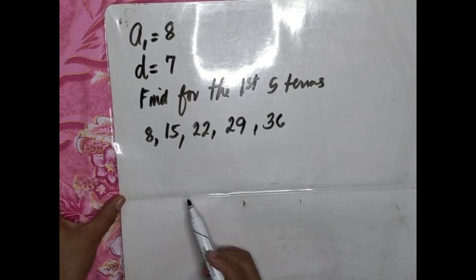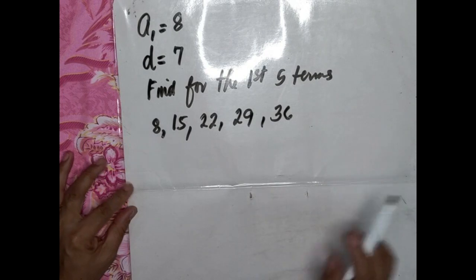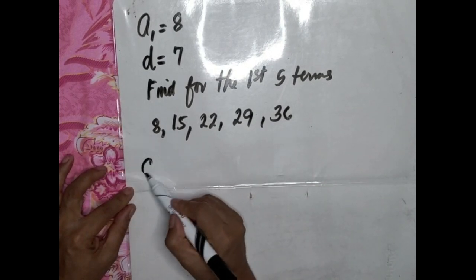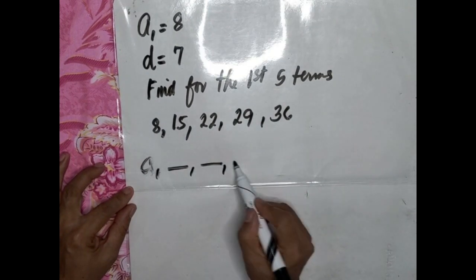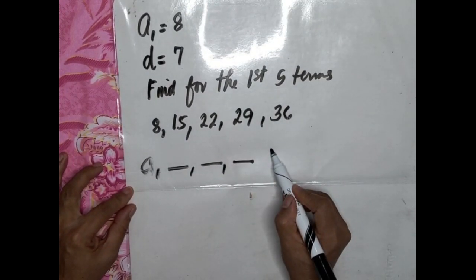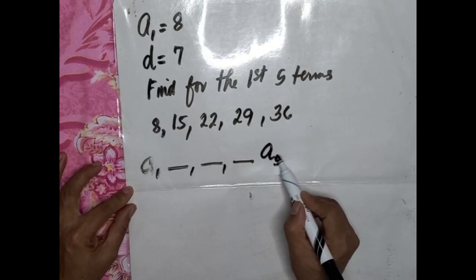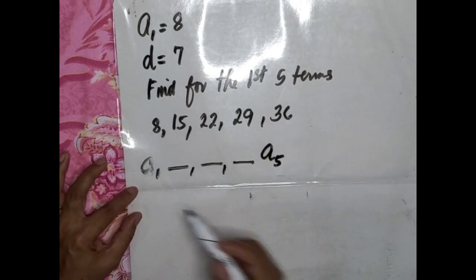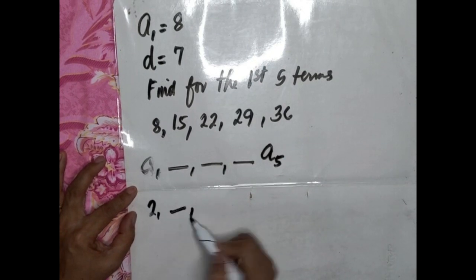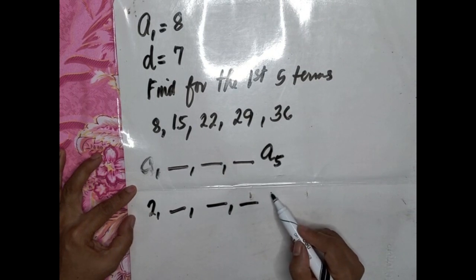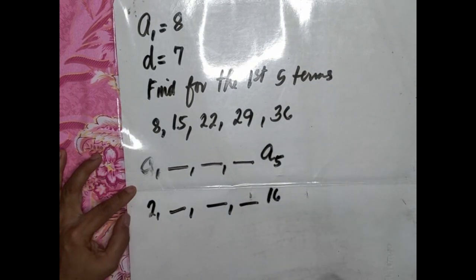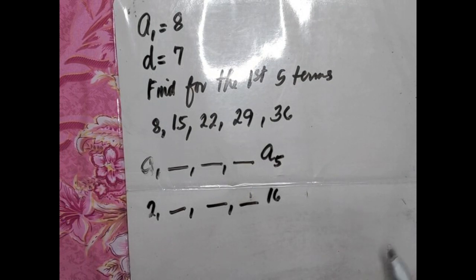Okay? So, next, how about if you are given now your first term and your fifth term. Okay. So, for example we have here 2 and our fifth term is equal to 16. Okay. How are you going to come up now with the 3 terms that are to be written in between?